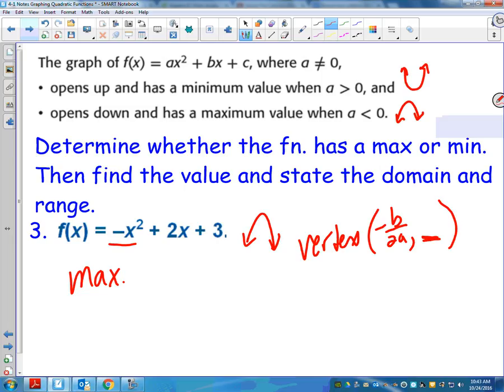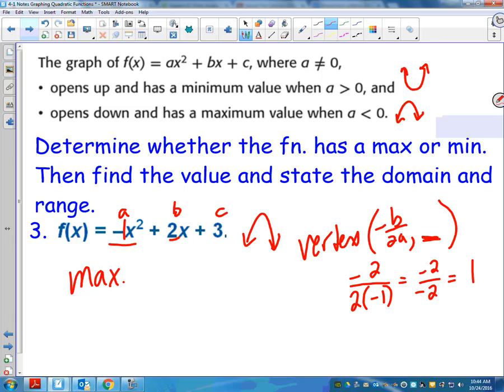So again, this is my a, this is my b, this is my c. So I'm going to say -2, because b is 2, over 2 times a. What is a in this problem? -1. So I get -2 over -2, which is +1. Again, plug your numbers in correctly, and make sure you simplify correctly. Sometimes this might be a fraction, and that's okay because you have a calculator that you can use, okay?